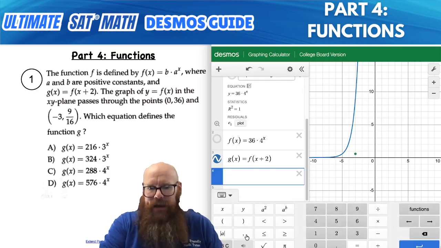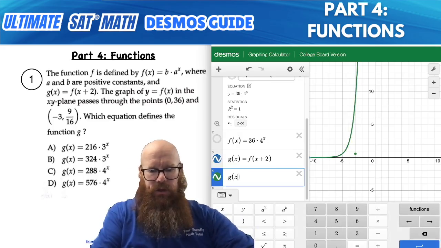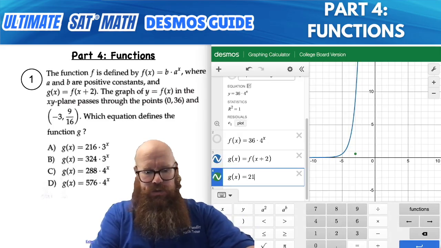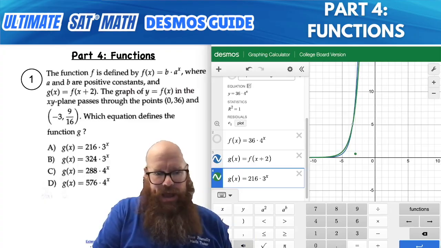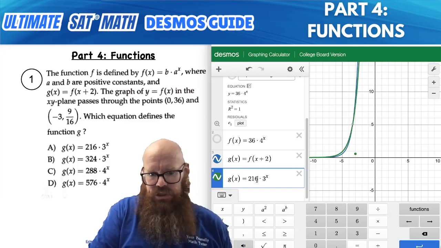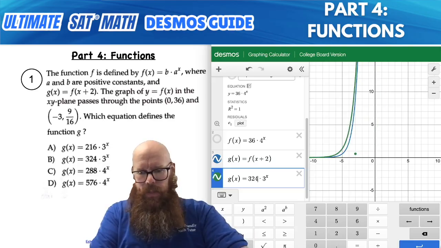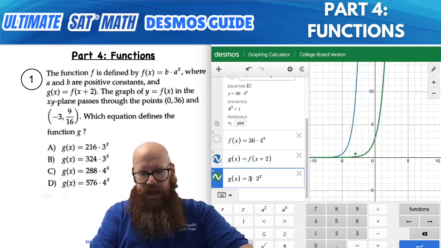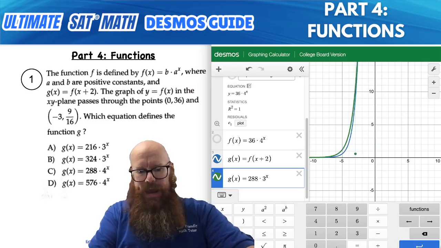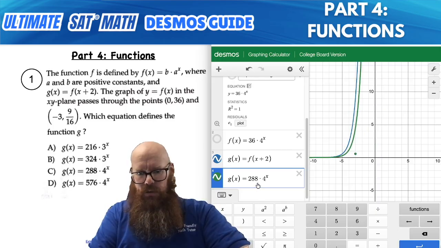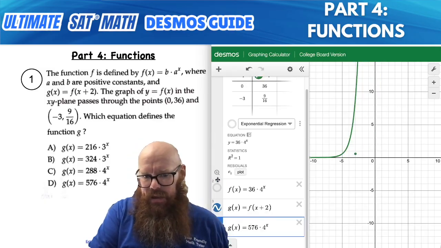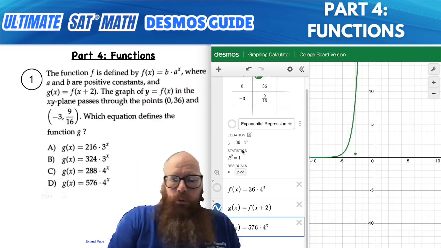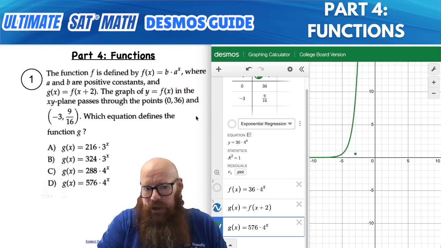Which of the following defines g? Now I can just check my answer. So I can go g of x equals 216 times 3 to the x, and I get a different answer. Then for the next answer, I'm going to change the 216 to 324, and I get a different answer. Now I'm going to change it to 288, but change the base to 4, and I get the wrong answer, so it should be D. I'm going to change that to 576, and you can see I get the exact same graph. All right, so I made a table to figure out the equation of the exponential quickly.